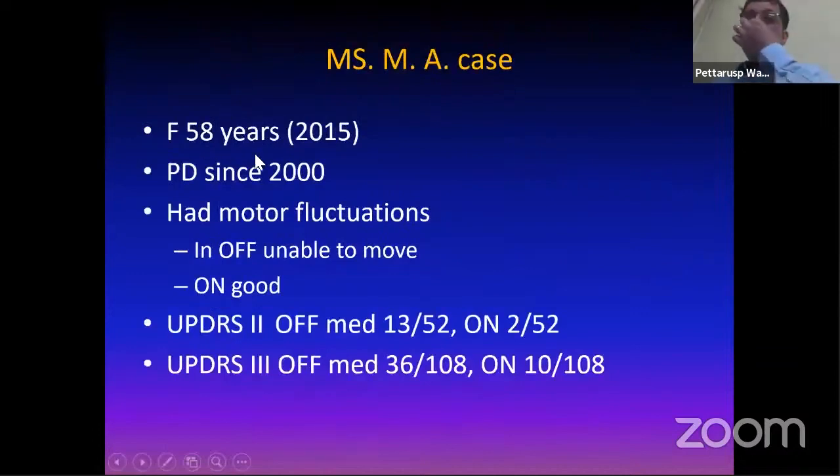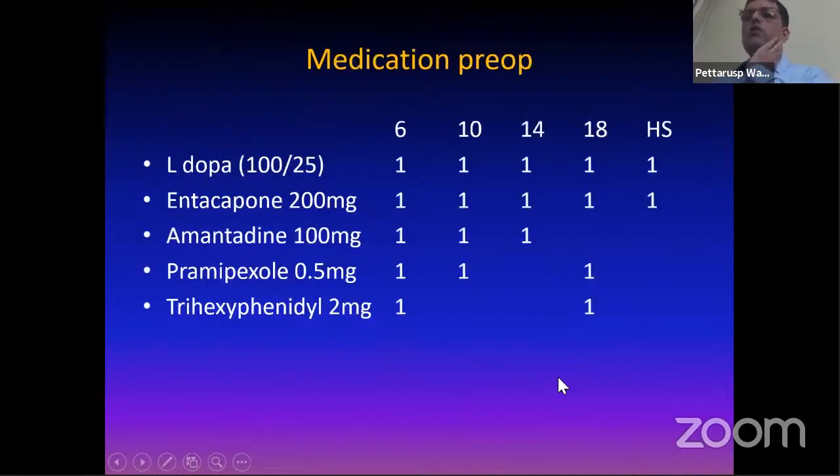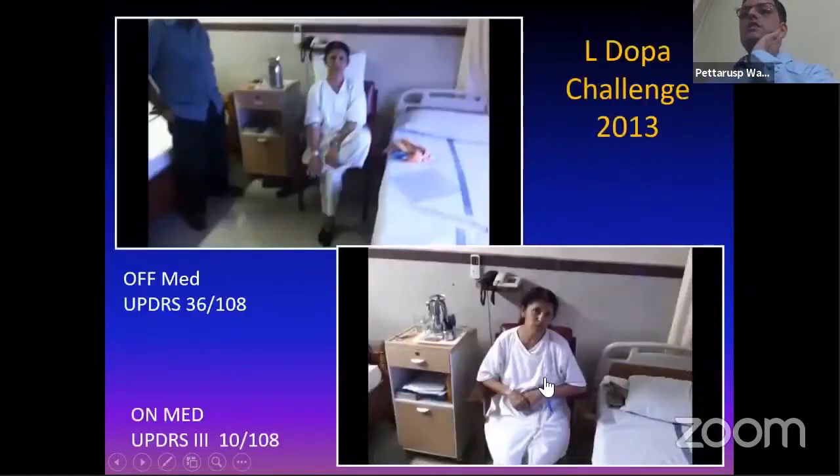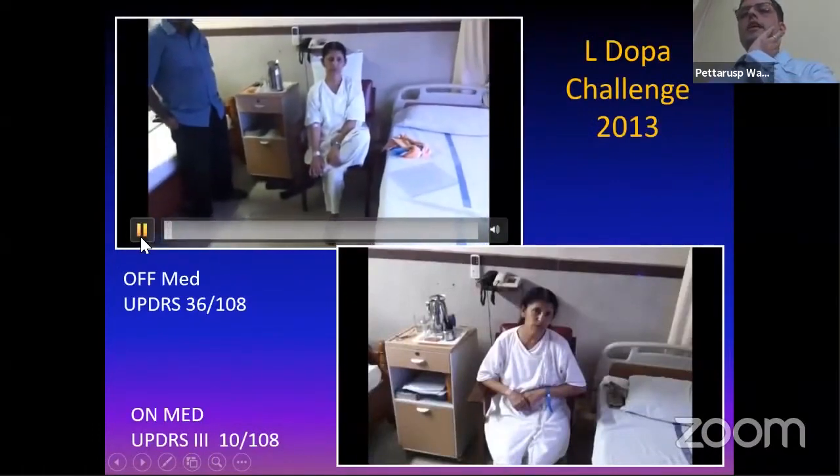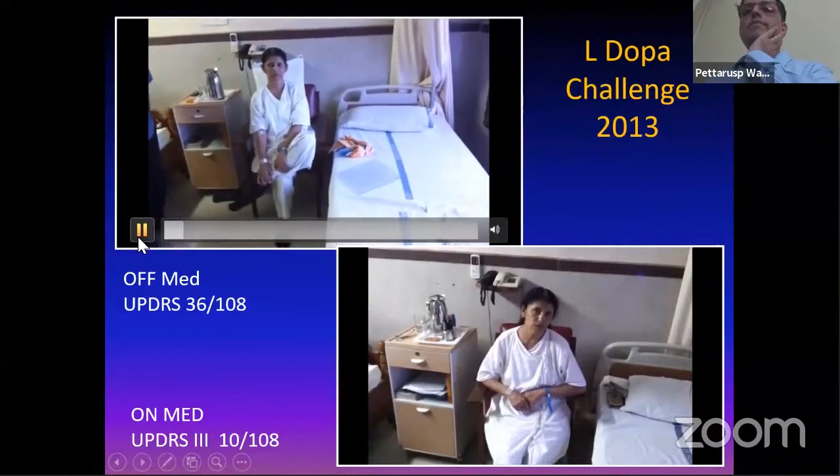This is an example of a 58-year-old lady who had Parkinson's since 2000. We operated her in 2015. She was 58 when we operated her. Her offs were very bad. She was unable to move. Ons were pretty good. Her UPDRS off medication 36, on 10. So all in all, a good criteria for DBS. She was on a fair amount of medication, but was having dyskinesias in the on stage, and that's why she had to undergo DBS. This is her before medication in 2013.